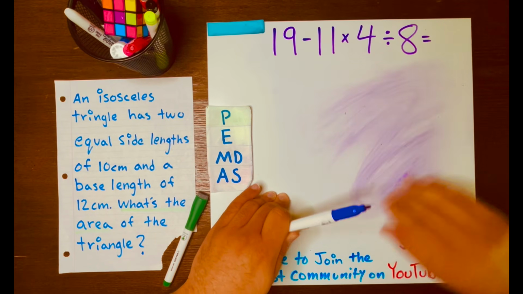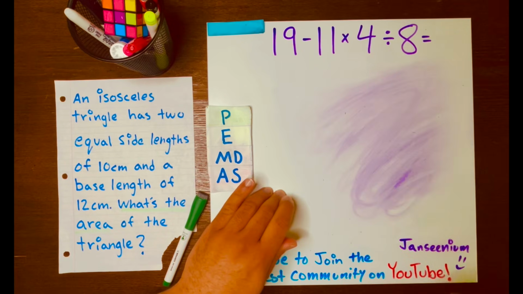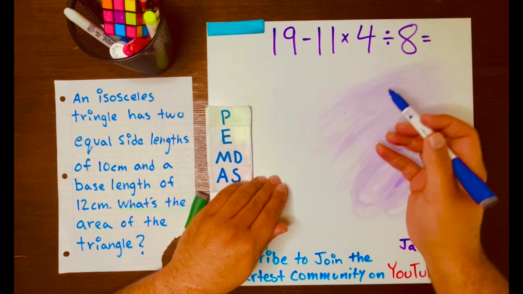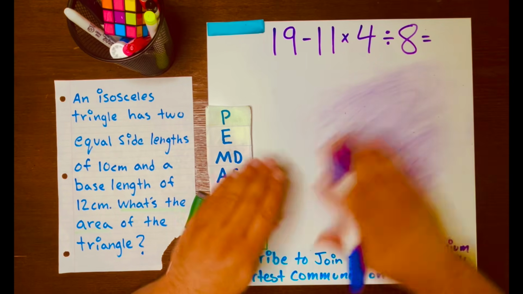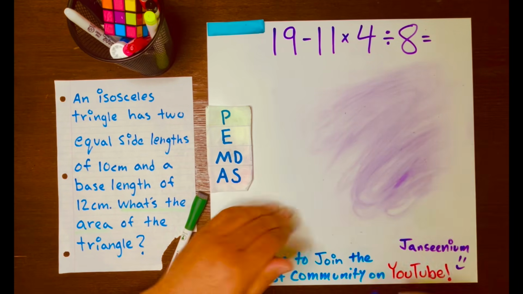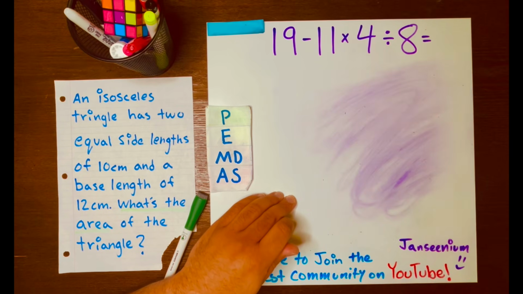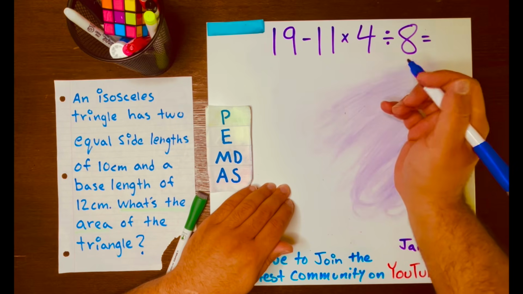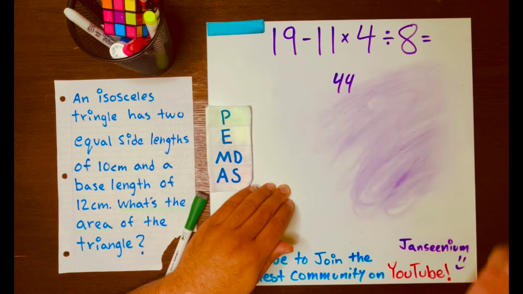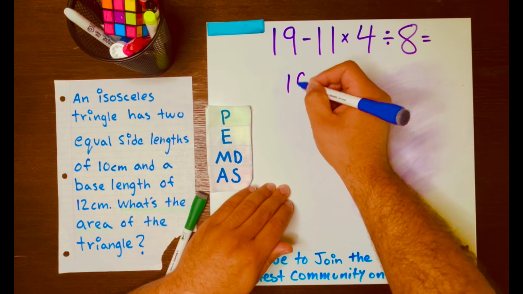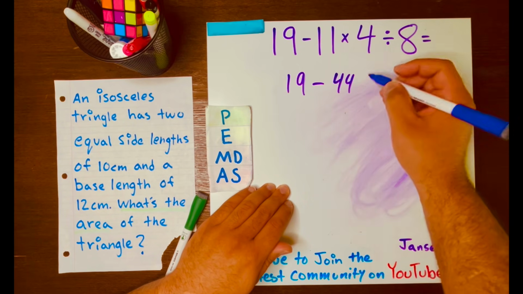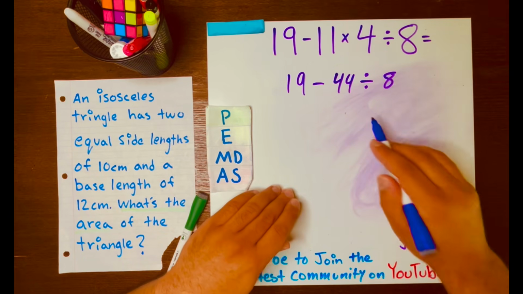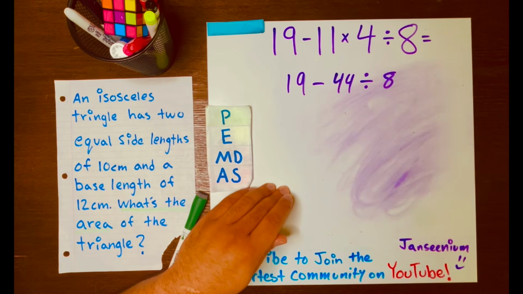PEMDAS problem, this PEMDAS tricky math problem. And some people will start with 19 minus 11, and that is incorrect. Do not start there. PEMDAS is saying that 11 times 4 goes first. So 11 times 4 is 44. That was easy. Next, I dropped the 19 minus. I have 44 already, divided by 8. PEMDAS is saying that 44 divided by 8 goes first.